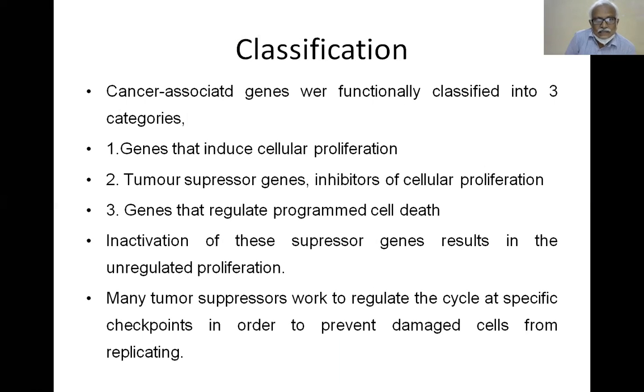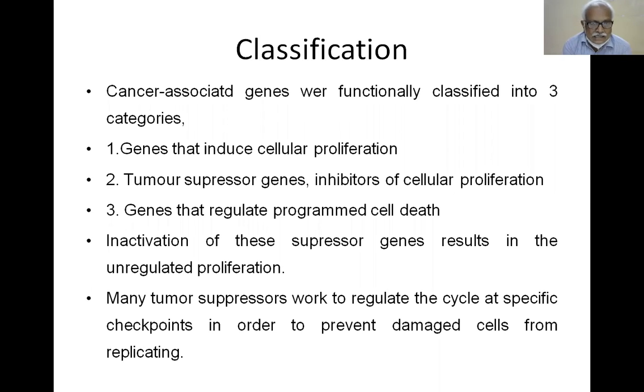So cancer-associated genes are functionally classified into three categories. Genes that induce cellular proliferation, tumor suppressor genes, inhibitors of cellular proliferation, and genes that regulate programmed cell death. So these are the three types functionally classified.